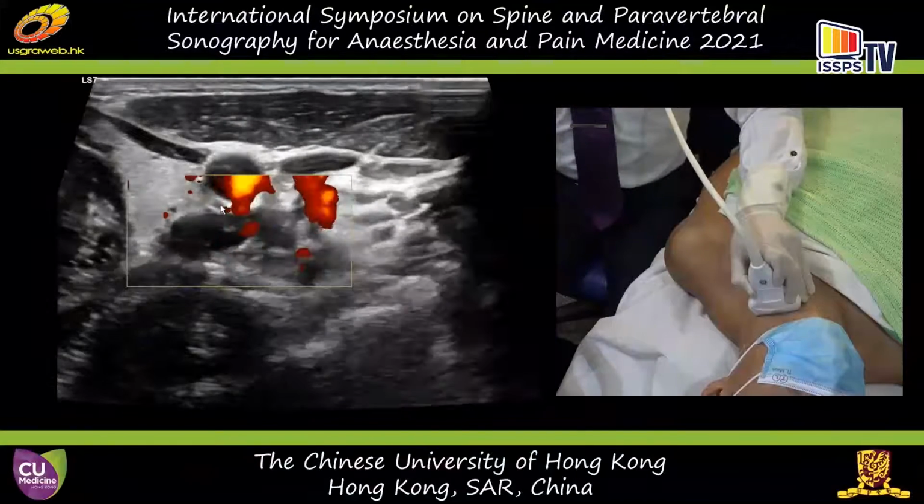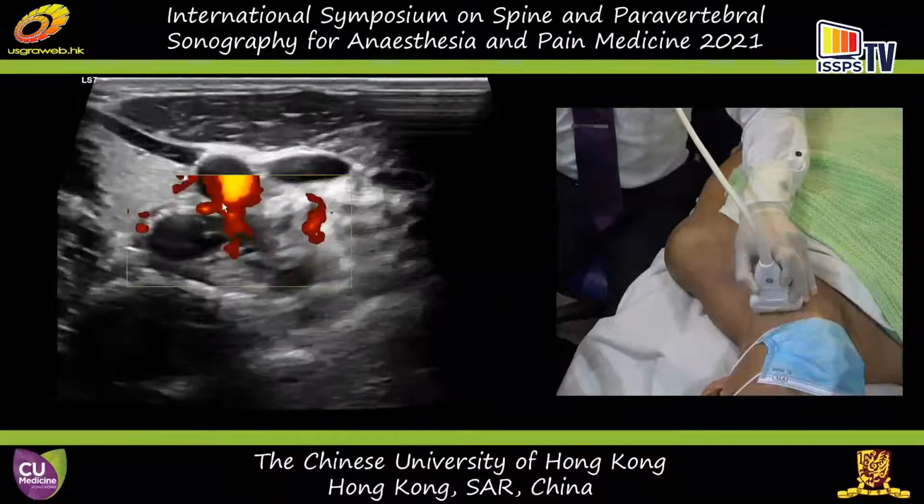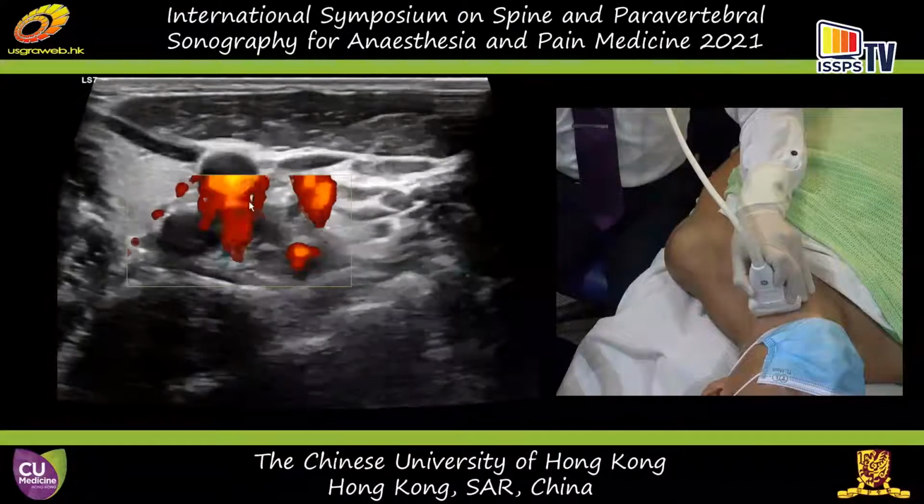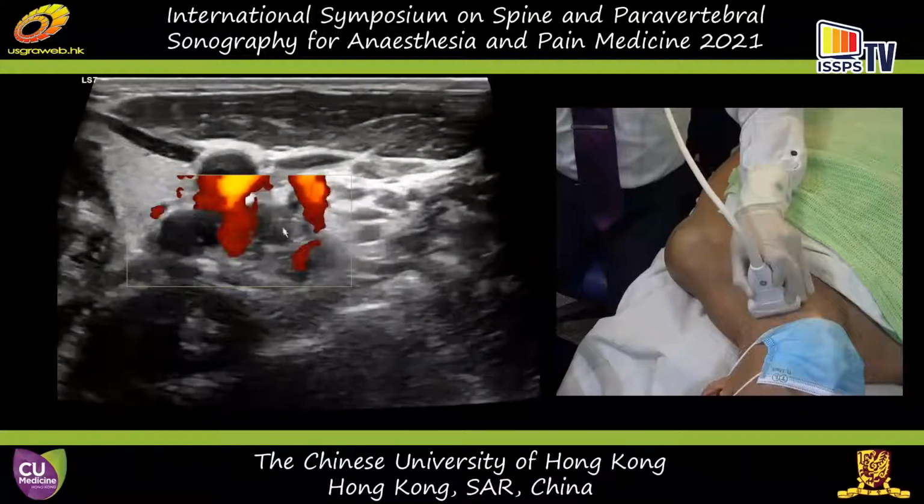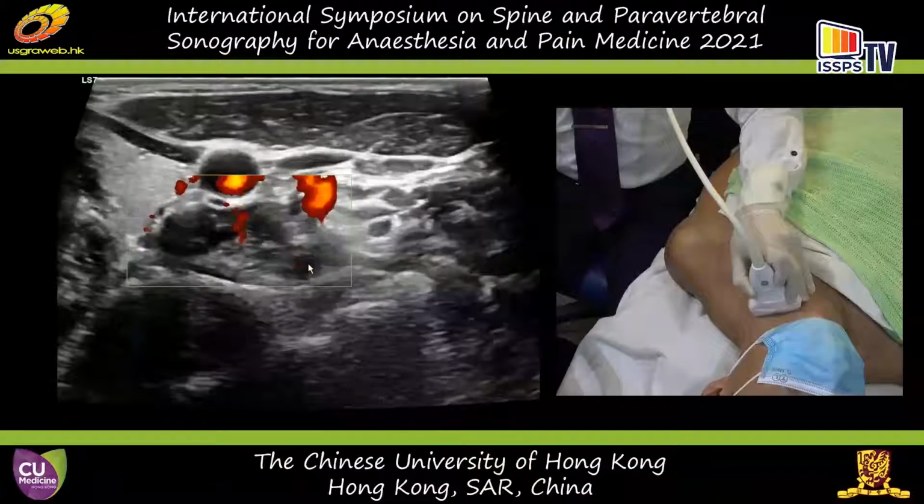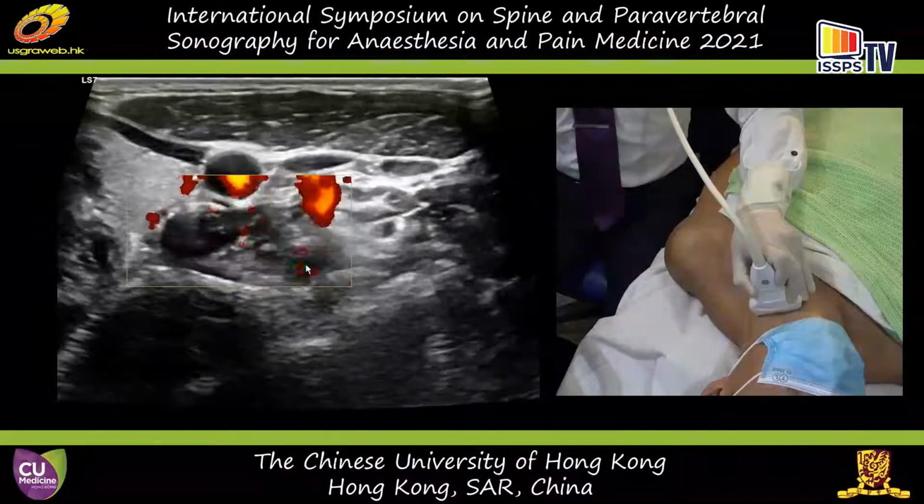Then you can have that in view. Then you can go to this prevertebral fascia outside the longus colli muscle. Then you can do the injection. And you have to be very careful about another artery, which is the vertebral artery right here.